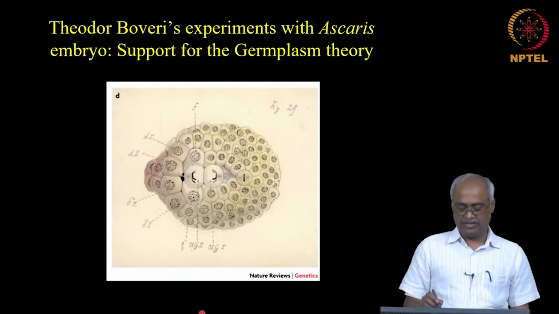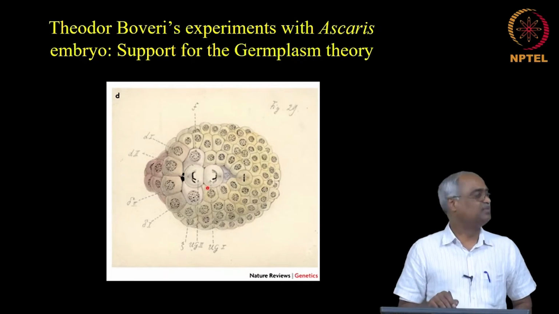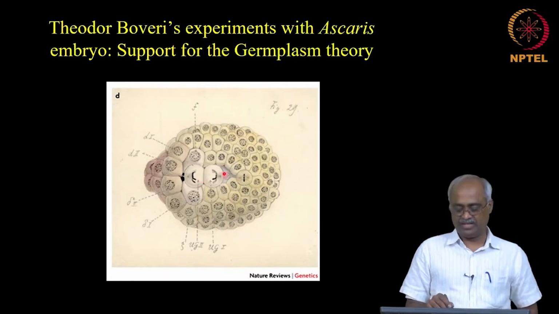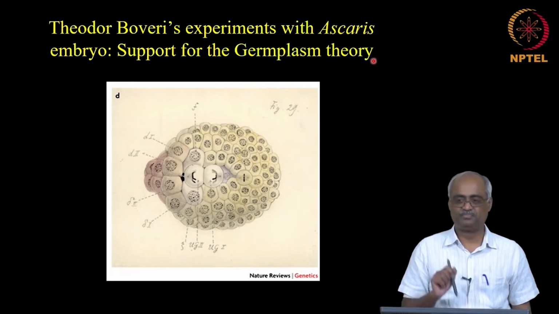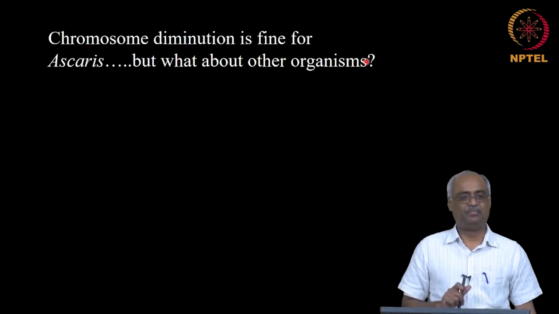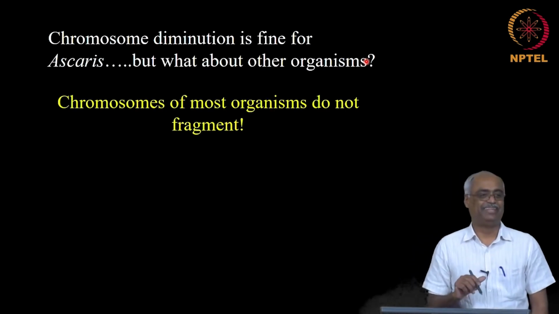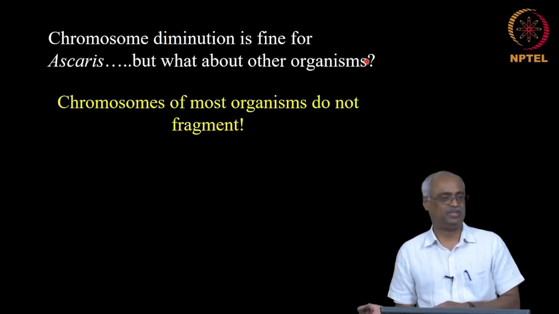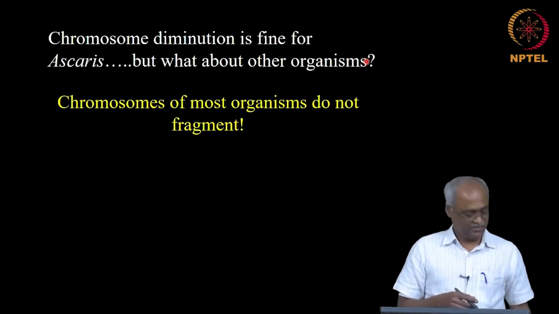And you go further in an embryo where the cleavage is over, the 2 primordial germ cells retain the chromosomes intact, while in others they have broken into smaller pieces. This is a strong support for germplasm theory. That is Ascaris, but is this happening in every organism? This is not what happens in other organisms. That means there must be other explanations in other organisms to support germplasm theory, or germplasm theory may be wrong.